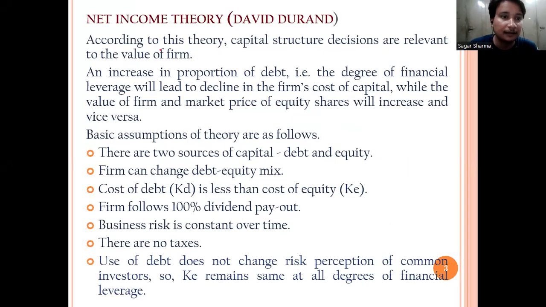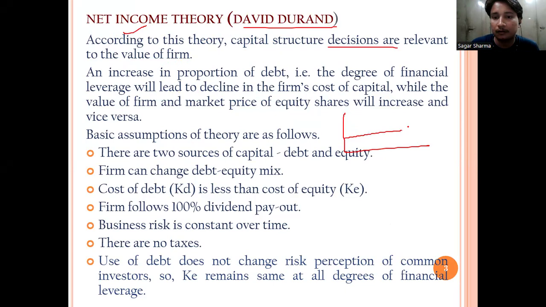Firstly, see net income theory. Net income theory is given by David Durand. This is based on the relevance. This says capital structure decisions are relevant to the value of firm. What does this theory actually say? You can see by the diagram.